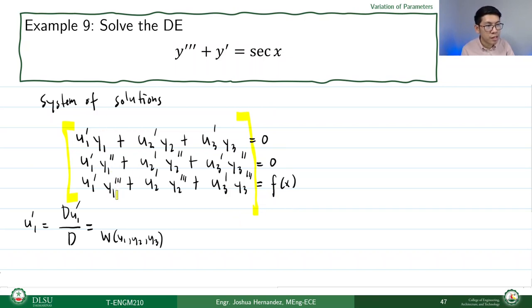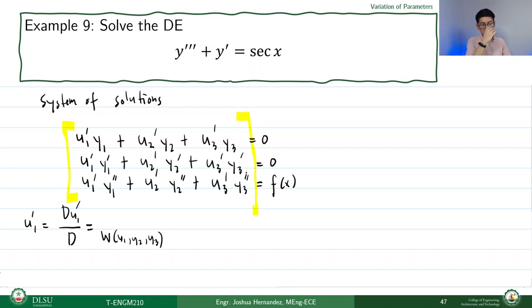Yung principle ng Wronskian is, kung meron kang y sub 1, y sub 2, and y sub 3 as your first row, and then yung succeeding rows niya is yung kanyang derivatives, no? N minus 1 derivatives. I'm sorry, this should be, yeah, N minus 1. So this should be y prime, and double prime. So n minus 1.